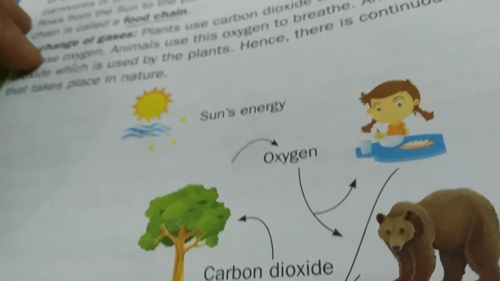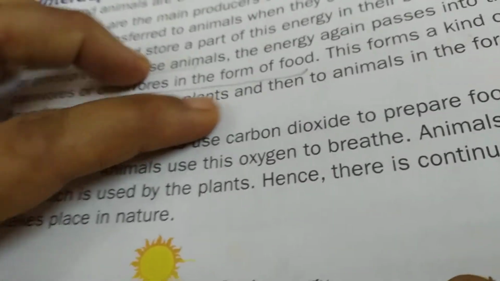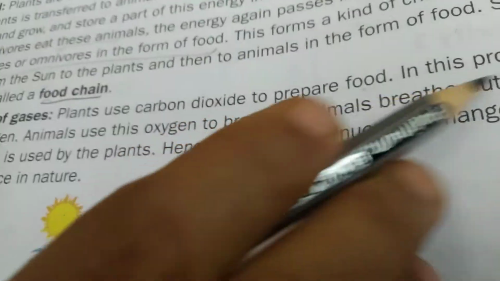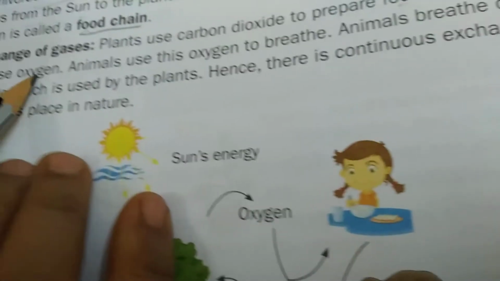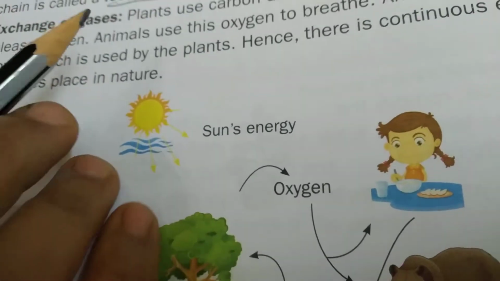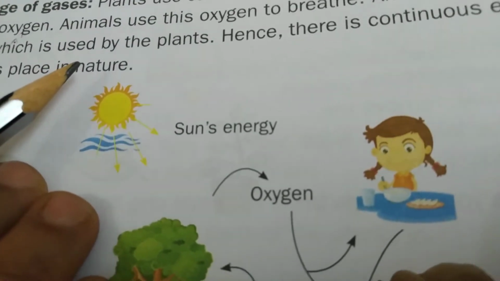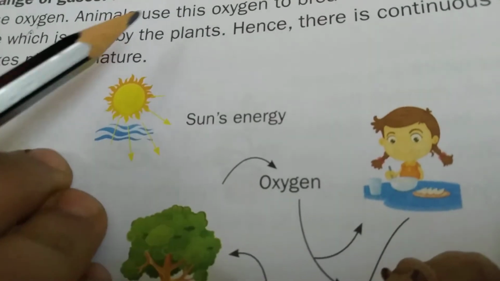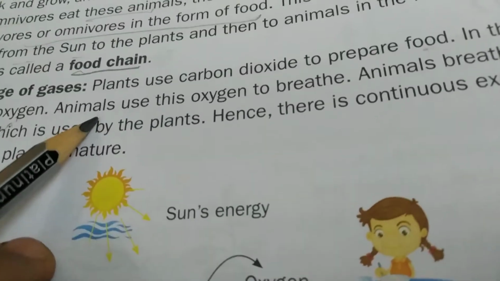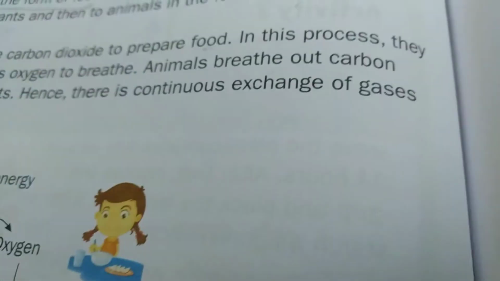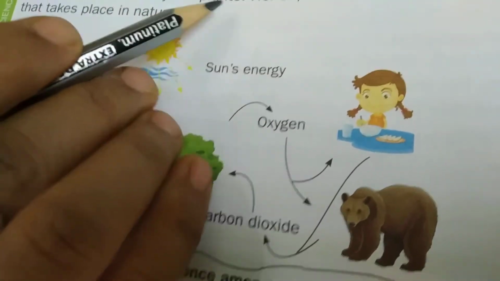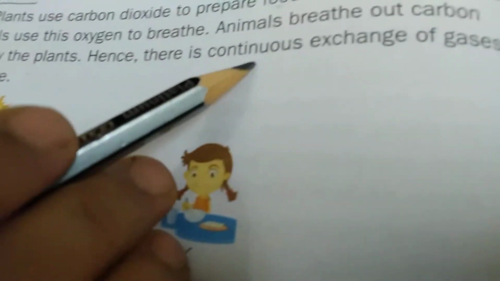Exchange of gases. Yes, children, what are the gases present in the air? Plants use carbon dioxide to prepare food. In this process, they release oxygen. So they use the carbon dioxide present in the air to prepare food, and after taking carbon dioxide, they release oxygen, which is useful to us as well as animals. Animals use this oxygen to breathe. Animals breathe out carbon dioxide, which is used by the plants. Hence, there is a continuous exchange of gases in nature.